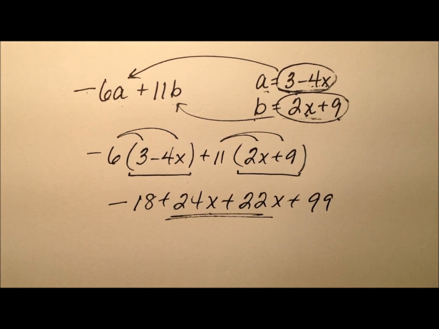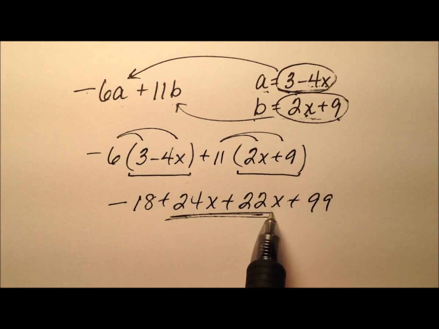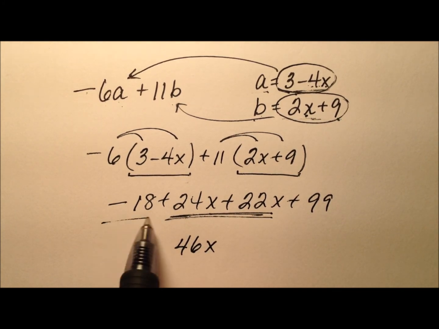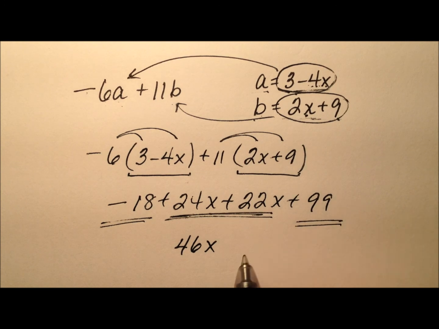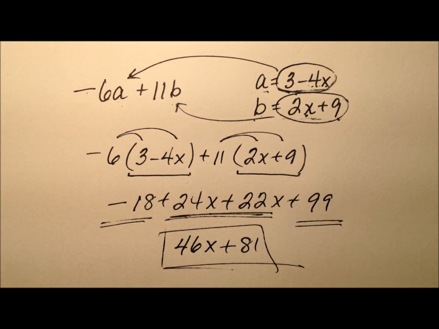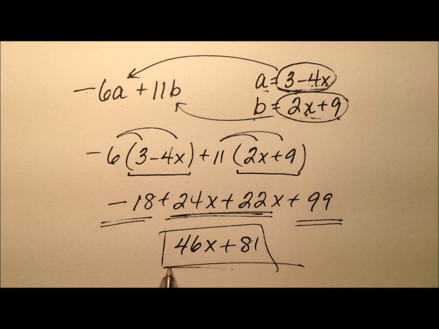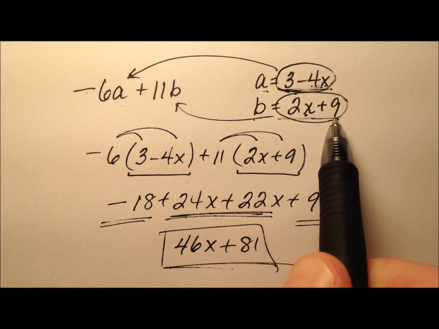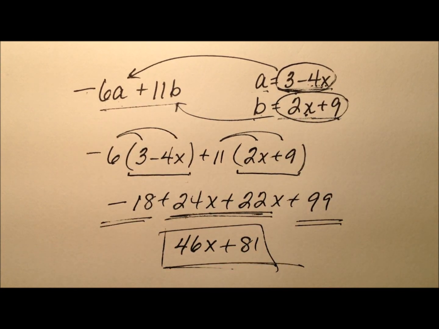So now I'm just going to combine like terms. So the x's can go together. 24 and 22 makes 46x. And then negative 18 plus 99 will make a positive 81. So 46x plus 81 is the algebraic expression that I'll have whenever I substitute these values of a and b into my initial expression.